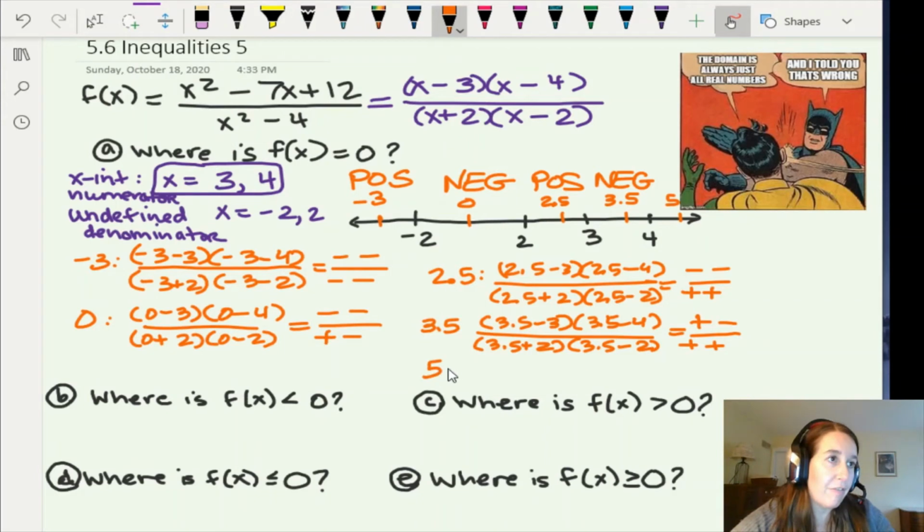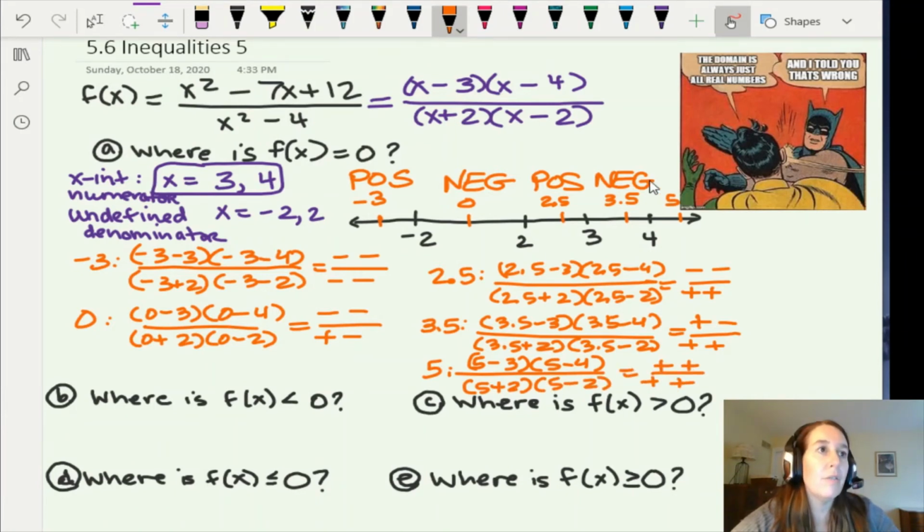Finally, I'm going to put in 5. So I'm thinking that's going to be all positives. I'll write it out, but this is how you show your work anyway, so you kind of have to write this stuff down. So 5 minus 3 over times 5 minus 4, 5 plus 2, and 5 minus 2. That is a positive, positive over a positive, positive. So this area of the graph is positive.